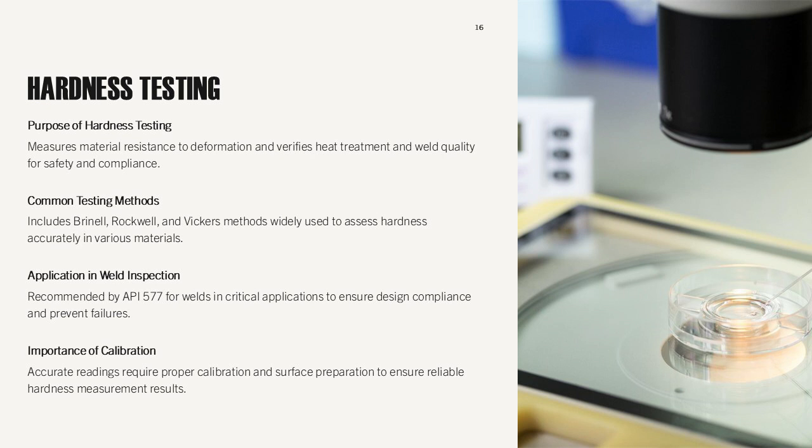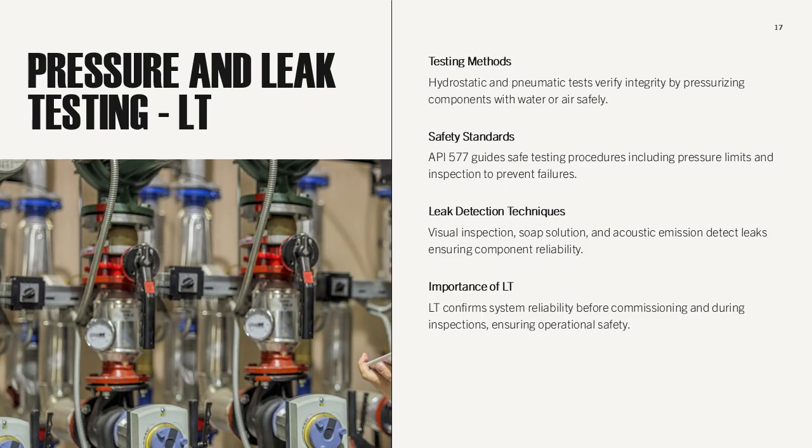Hardness values correlate with material strength and can indicate issues such as excessive heat input or improper post-weld heat treatment. While hardness testing is not a direct NDE method, it complements other techniques by assessing mechanical properties. Proper calibration and surface preparation are necessary for accurate readings. Hardness testing helps prevent failures by ensuring that welds meet specified hardness limits, reducing the risk of brittle fracture or premature wear.